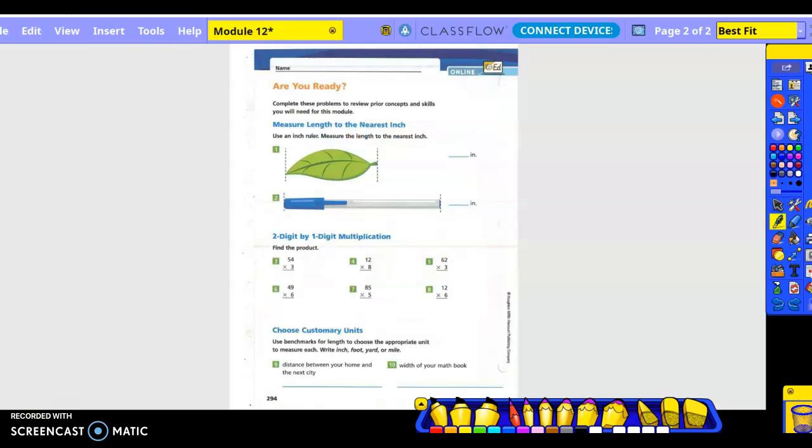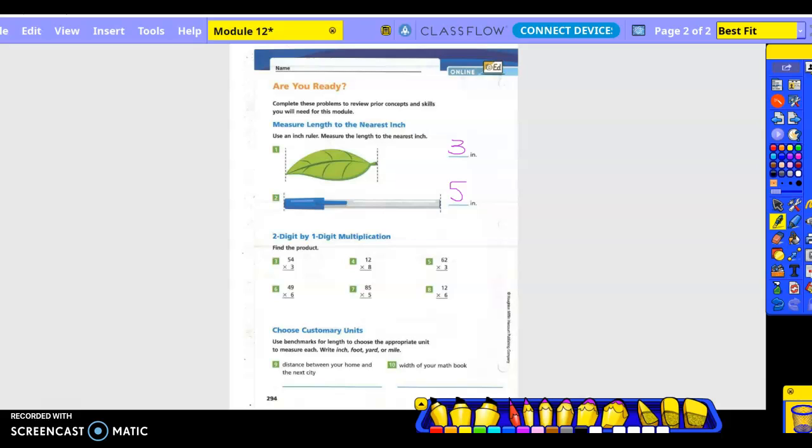Are you ready? Complete these problems to review prior concepts and skills you will need for this module. Measure length to the nearest inch. Use an inch ruler. Measure the length to the nearest inch. Okay, so the leaf is about how long? 3 inches. Okay, measuring the pen. About how long is the pen? 5 inches.